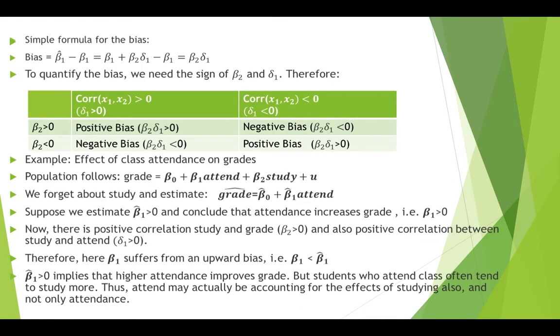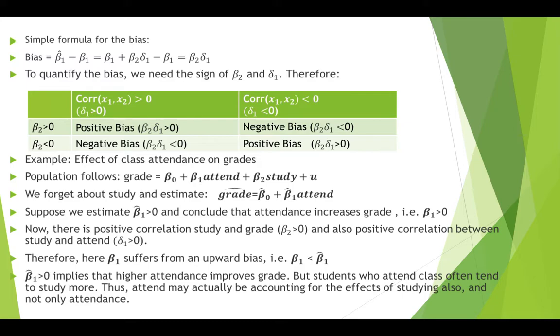So, there is a bias, and what is the amount of the bias? Beta 1 hat minus beta 1, that is beta 1 plus beta 2 delta 1 minus beta 1, that is beta 2 delta 1. Whether the bias will be positive or negative depends upon the signs of beta 2 and delta 1. If there is a positive correlation between x1 and x2, that is delta 1 is greater than 0, then when beta 2 is greater than 0 there is positive bias, and when beta 2 is less than 0 there is negative bias.